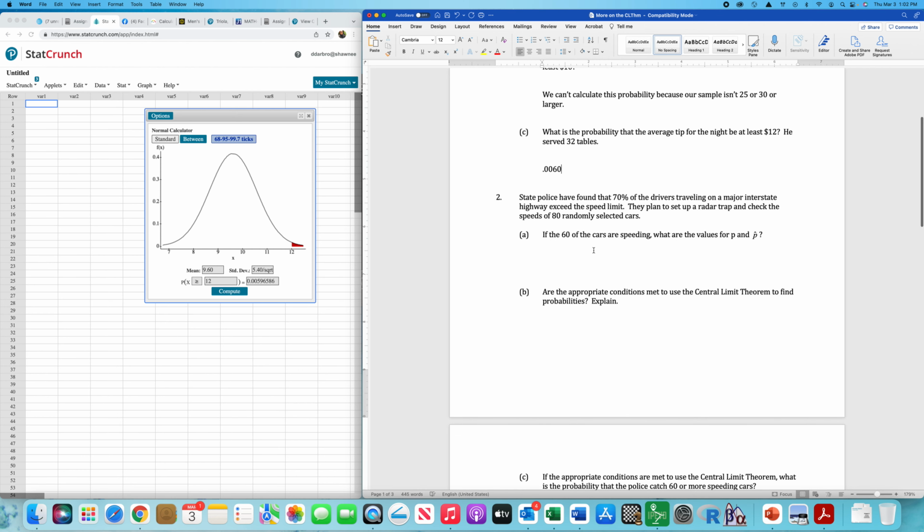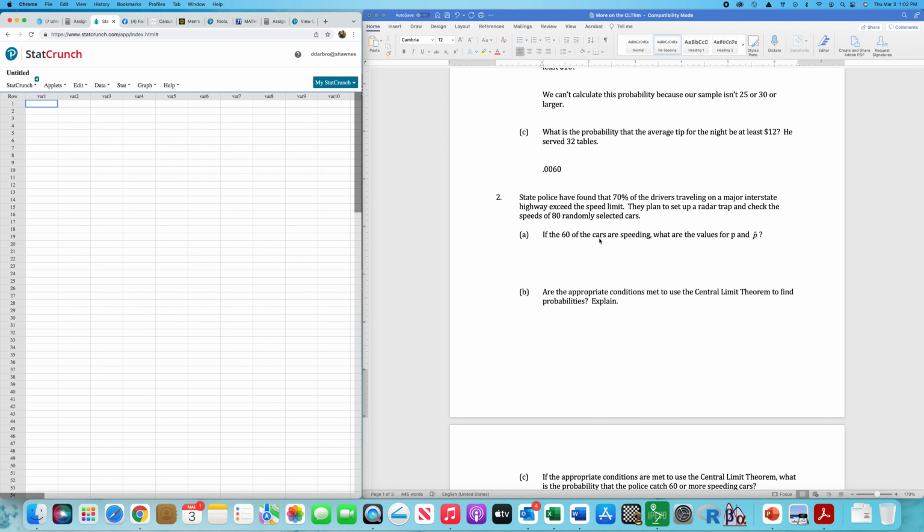All right, number two, state police have found that 70% of drivers traveling on a major interstate highway exceed the speed limit. Guilty as charged. They plan to set up a radar trap and check the speeds of 80 randomly selected cars. If 60 of the cars are speeding, what is the value for p and p hat?